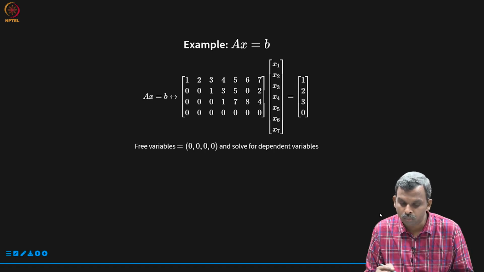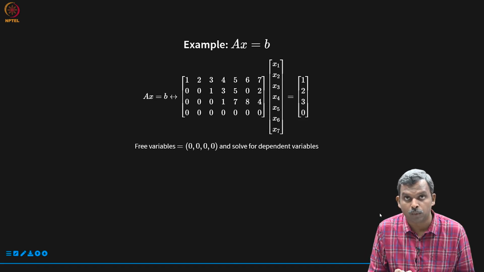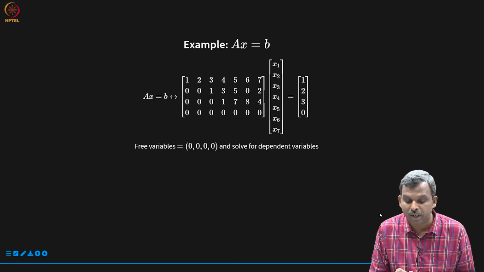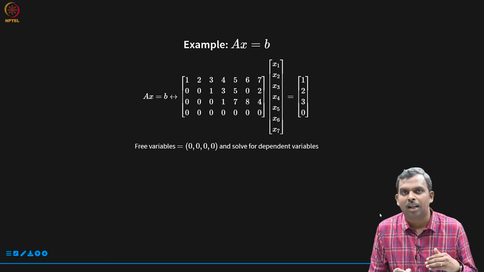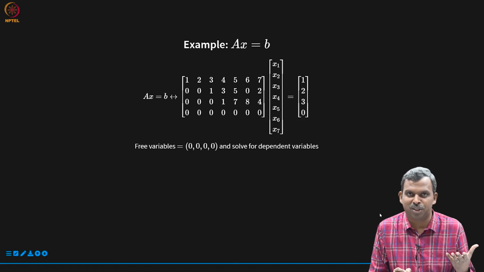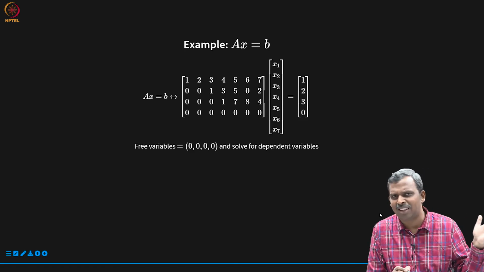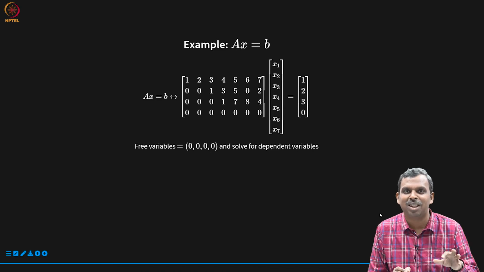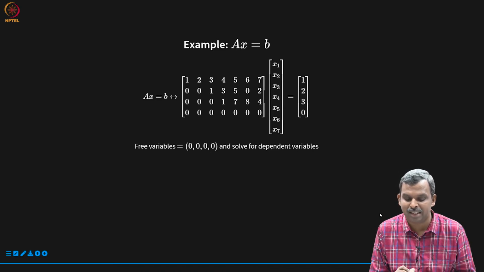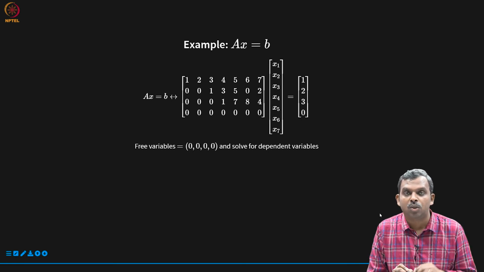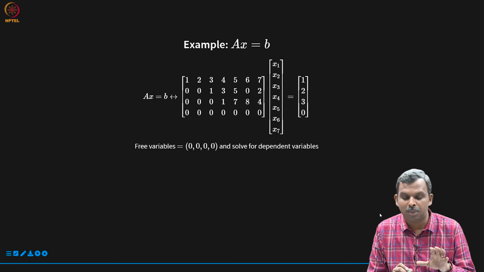The way you do it is the following. You simply set the free variables to be 0, 0, 0, 0. You can set them to be anything else also, it does not matter what you set them to be. I will set them as 0, 0, 0, 0 because it gets rid of all those columns in the matrix, and it becomes much simpler. So you simply set them as 0, 0, 0, 0 and solve for the dependent variables so that Ax equals b. In that equation things will be much clearer.